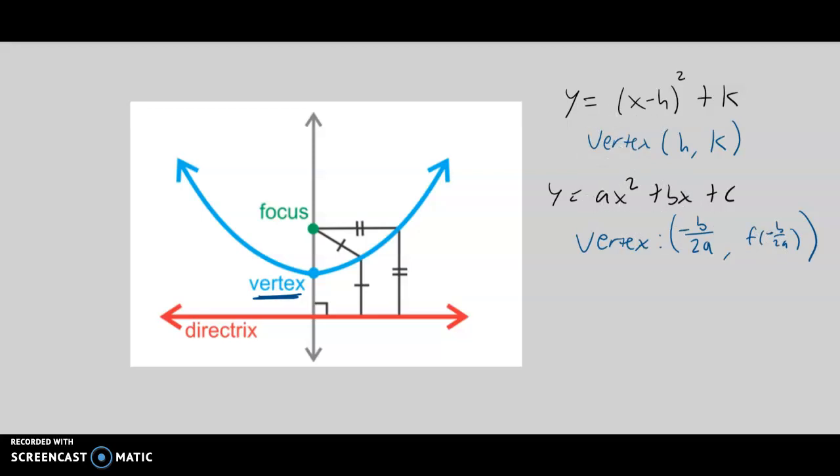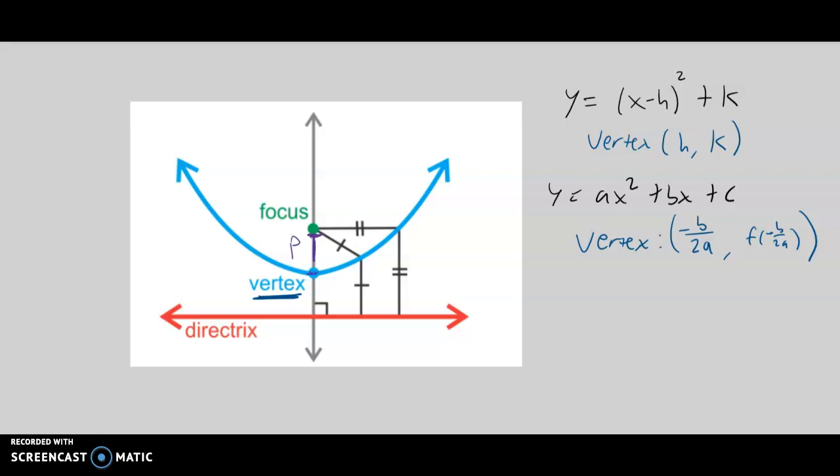All right, but the other thing that I want to introduce to you is, say you're given an equation like this over here, some standard form of an equation of a parabola or a vertex form, and you're asked to find the focus and the directrix. How are you going to do that? If we think about the distance between the focus and the vertex of the parabola being p, we're going to call that distance p right here.